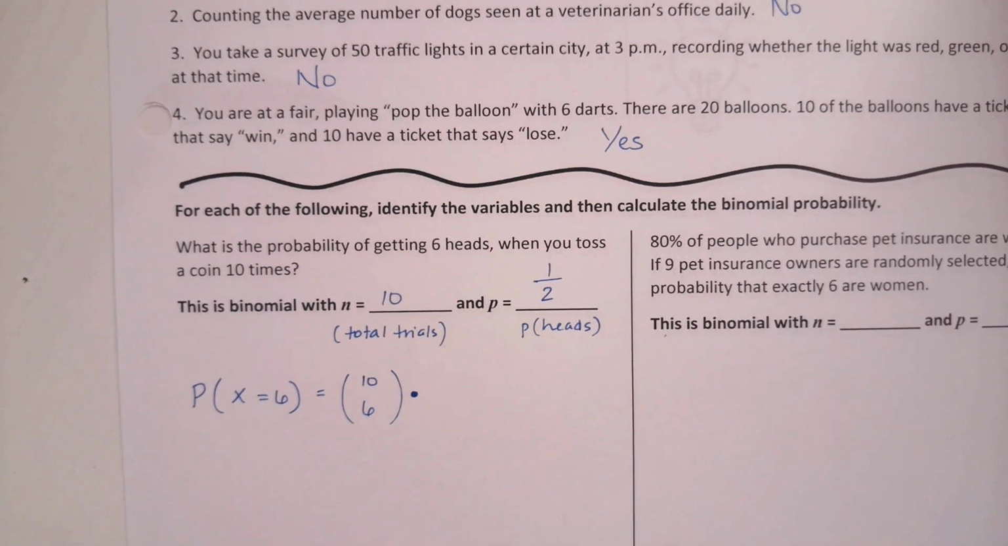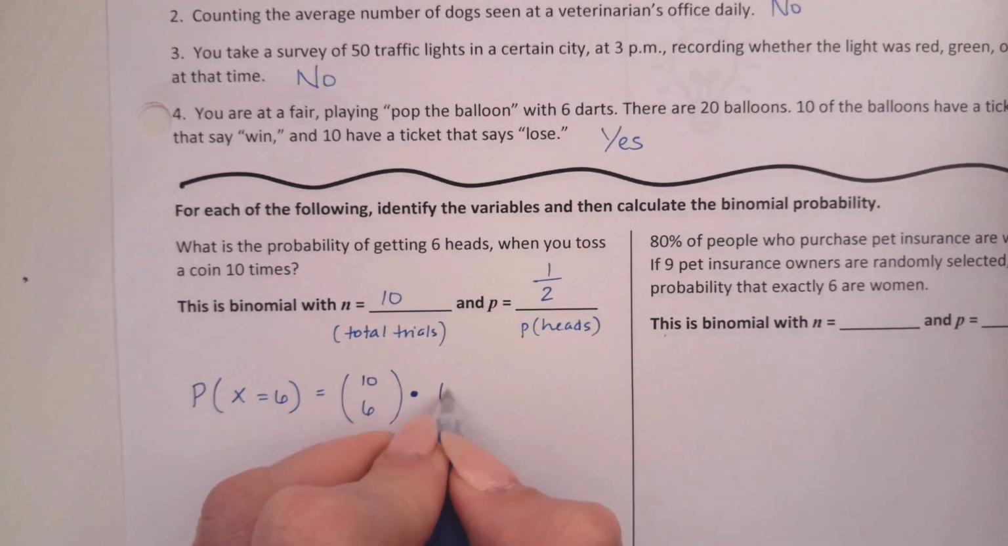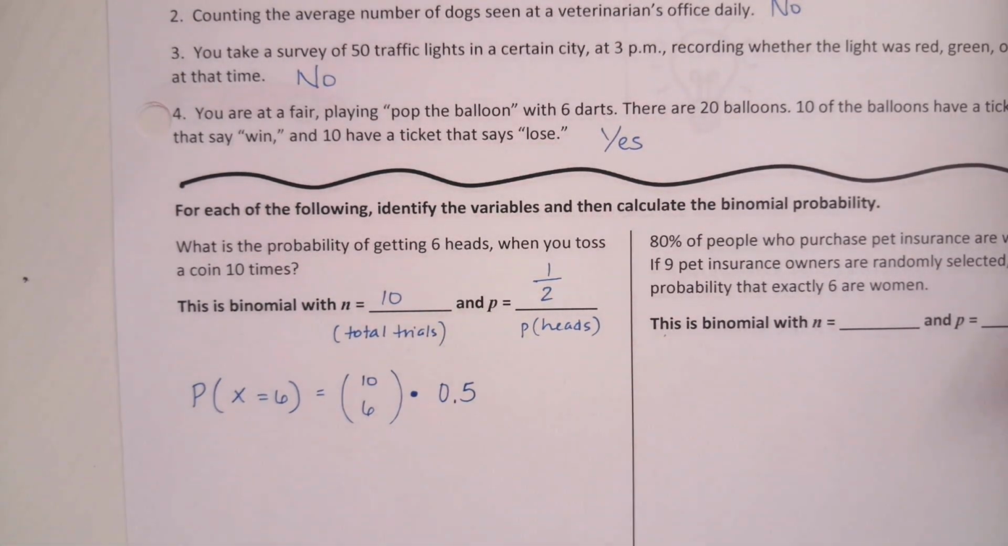And then we have times the probability, which for us was just a half. So 1/2, can we write it as a decimal now? Yes. Okay, so 1/2 to the power of x. What is our x? 6.